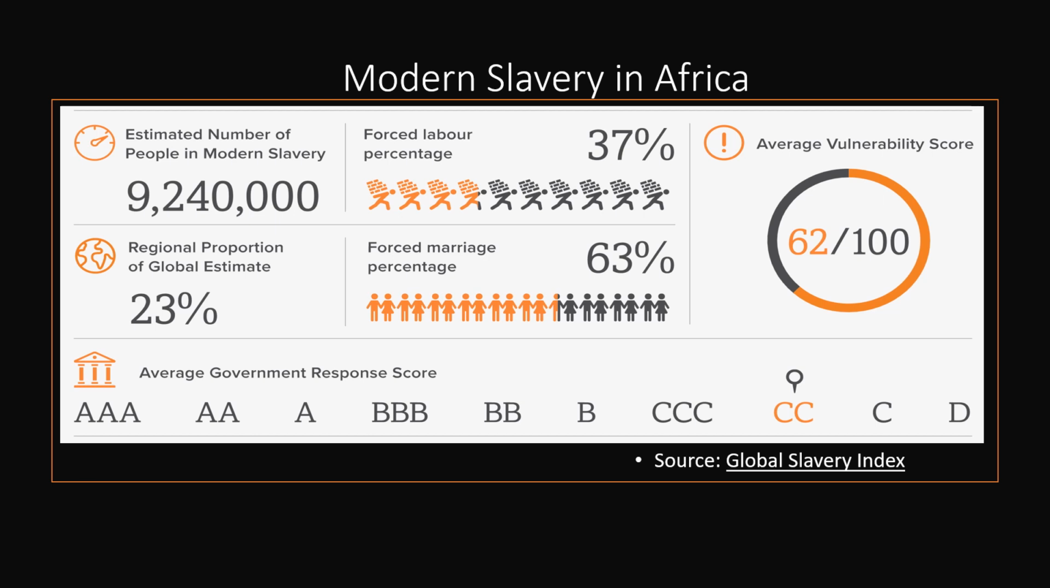You see a lot of slavery still in Africa, and so I wanted to include this diagram from the Global Slavery Index. You will see that over 9 million people are enslaved in Africa today. You see forced marriage is 63% and forced labor is 37%. It's just kind of shocking to see that a little over 9 million people are considered slaves in that continent alone.